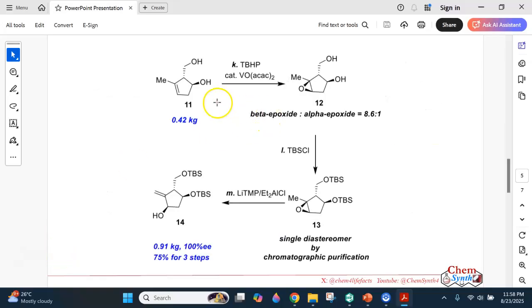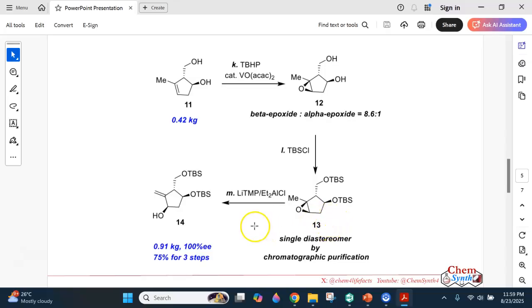Now the intermediate 11, that is an allylic alcohol, here stereoselective epoxidation was performed by using TBHP in presence of vanadium catalyst, and predominantly the beta epoxide was formed, and here both the alcohol groups were protected by using tertiary butyl dimethyl silyl chloride to give intermediate 13.